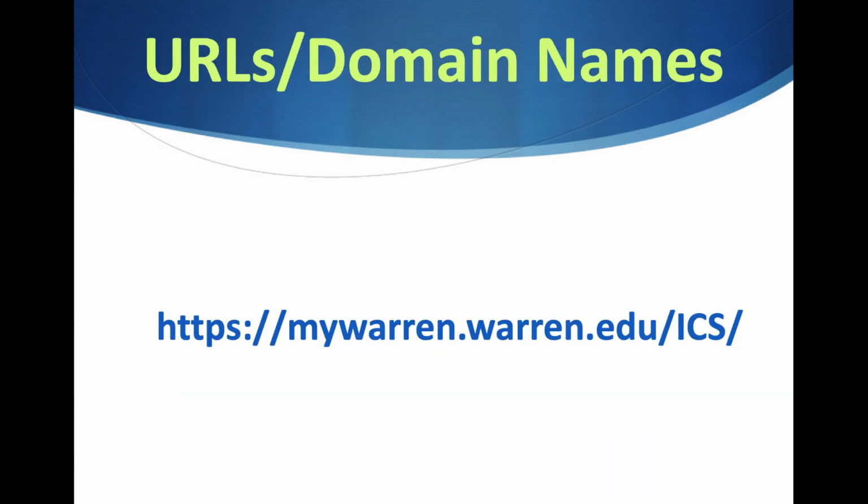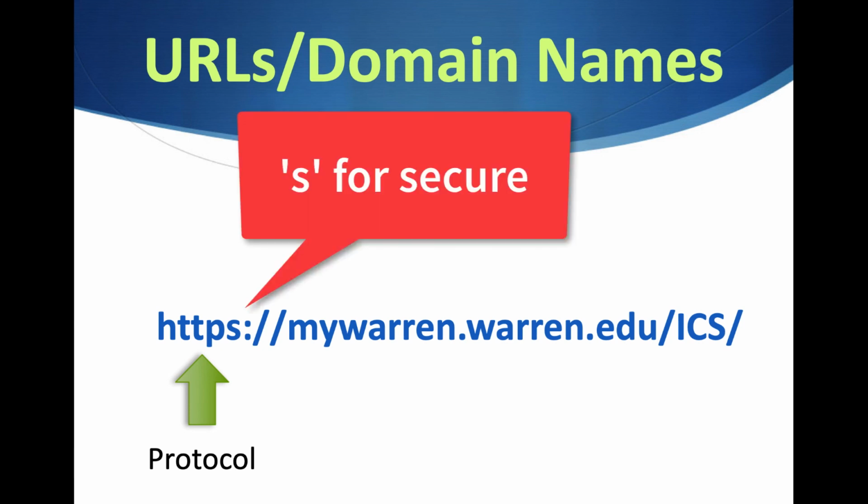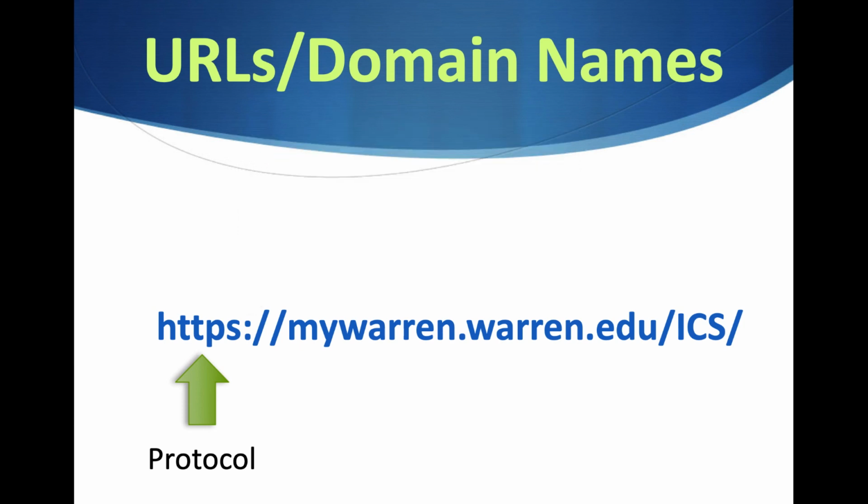I'll just talk about domain names because we were talking about warren.edu. Now this is my Warren, which is a little different. That's our LMS that we use. A couple things on here: this is the protocol, and it's using an S because it's secure. Typically it's just HTTP, but it's putting an S there for security. Because you're going into an LMS where there's grades and registration, it's a little more secure, and anything that's more secure will have an S in its protocol.